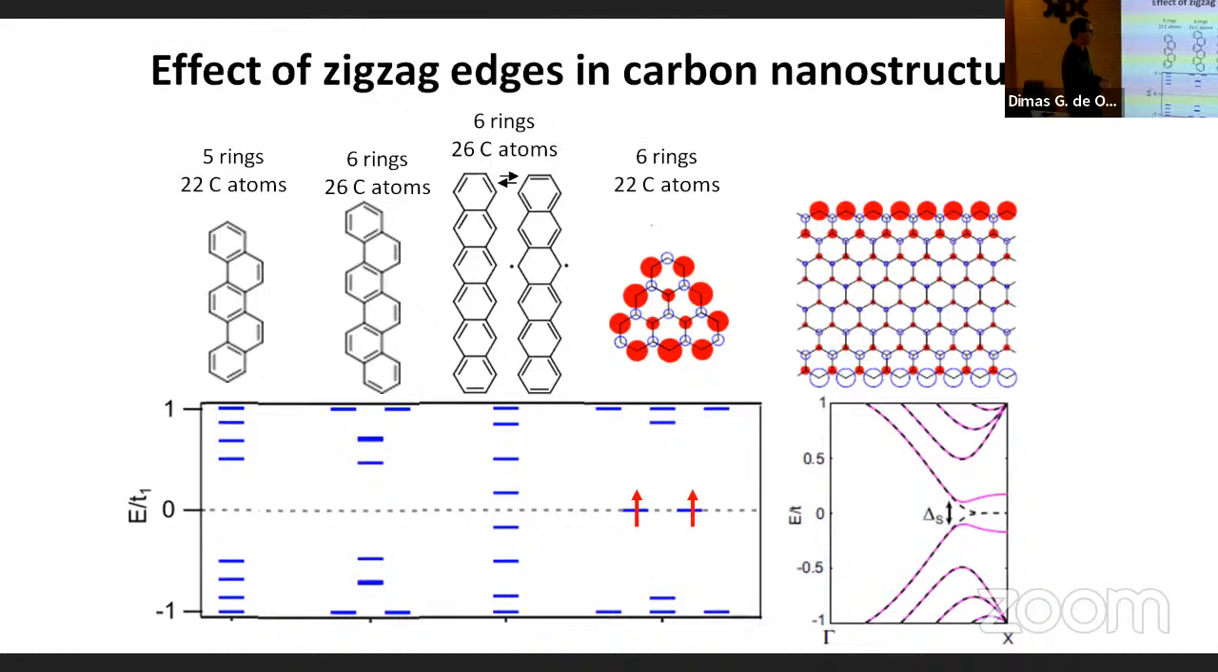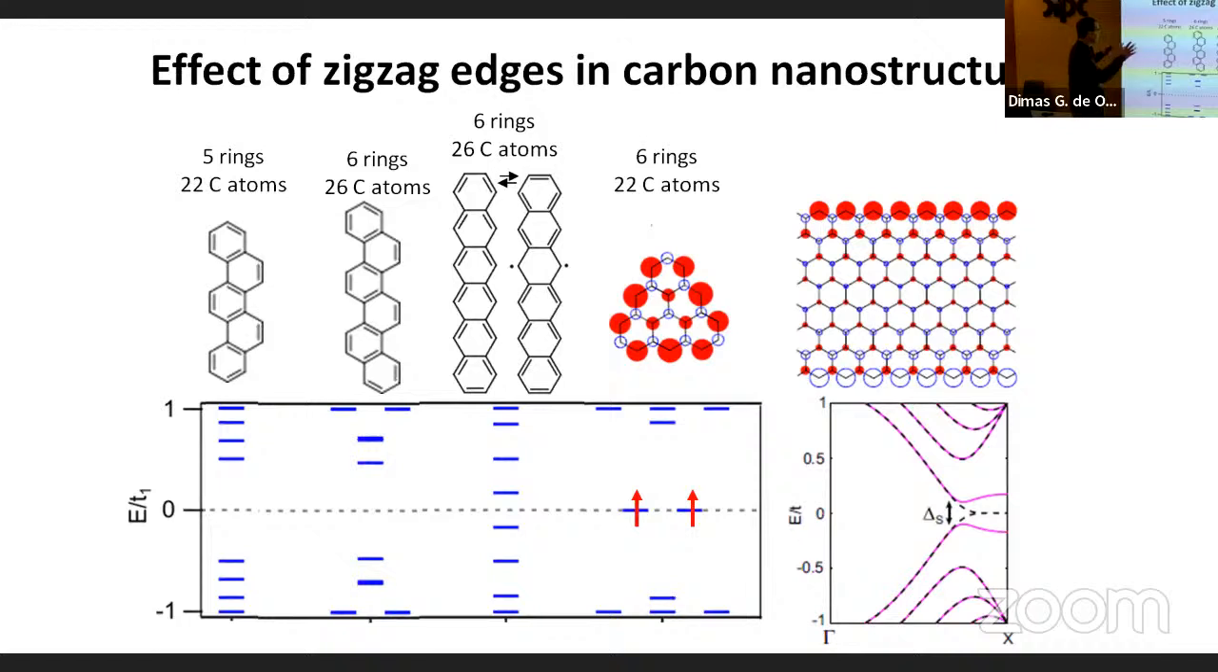These are the simple tight binding calculations. You see that the valence and the conduction band go all the way to the charge neutral point. So once again, you have these low energy states here. This is an unfavorable situation to have high density of states just at the Fermi level. So what the system actually does is it opens up a gap by creating this spin polarization, by creating this spin polarized edge states, what we call.